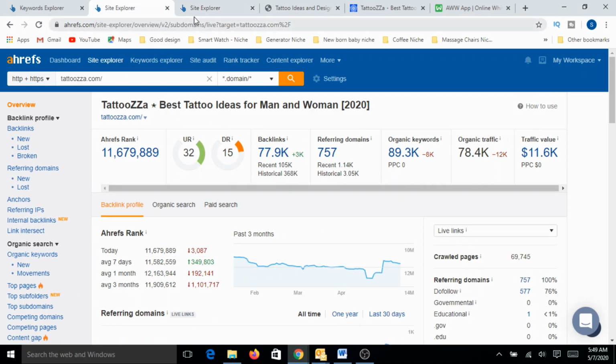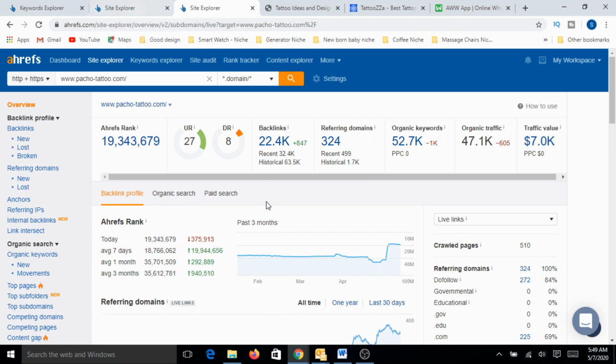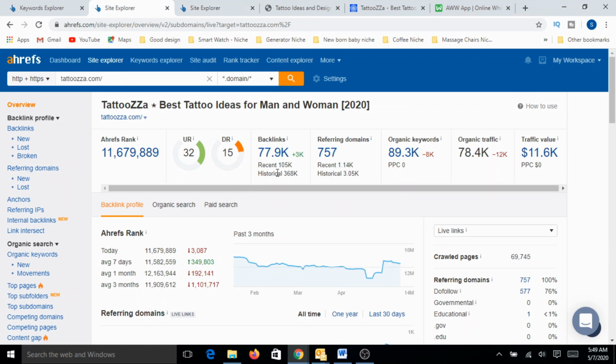It is a DR 15. That means it's a little better than this. That means you need to work a little harder to achieve this particular DR, but then it is attracting about 90k keywords and about 80k traffic. But then you look at the traffic value, it is 11.6k. What it means is if you properly optimize this particular website, then it has potential to earn about 11.6k US dollars per month. Even if you take a conservative approach of about 10%, still it is $1160 per month. That's good money, right?